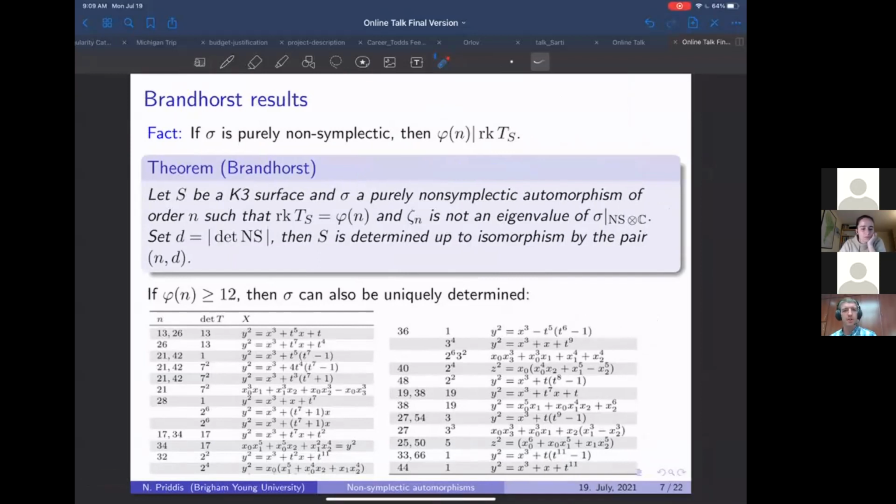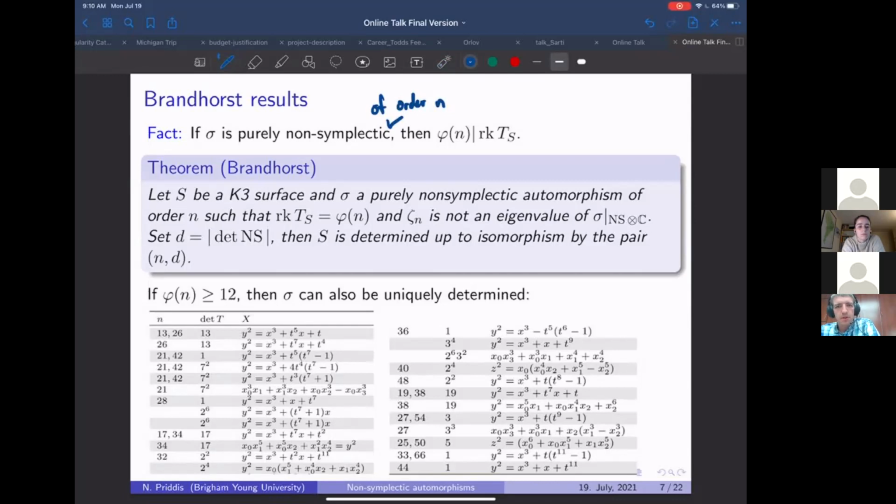Now I'm going to talk about some important and interesting results about when a purely non-symplectic automorphism actually determines a K3 surface. This is a result by Simon Brandhorst. It says, if sigma is purely non-symplectic, I probably should have written of order n here, let me add that. Then phi, where phi means the Euler totient function, of n always divides the rank of the transcendental lattice.